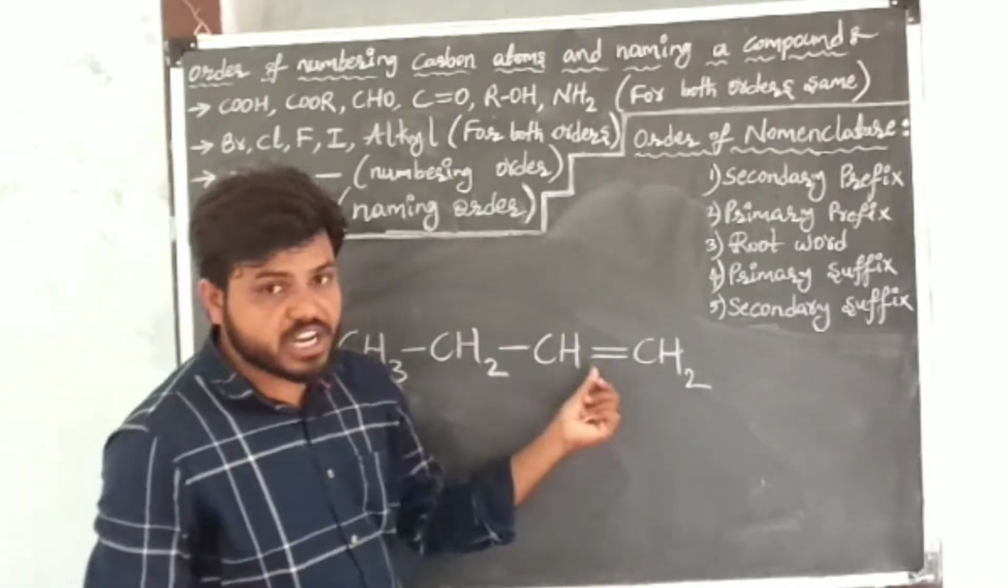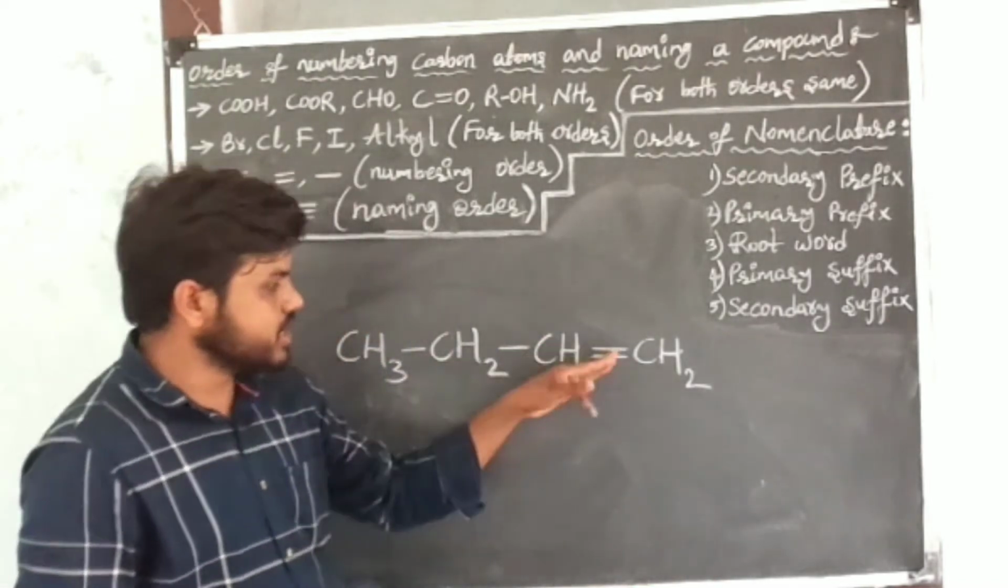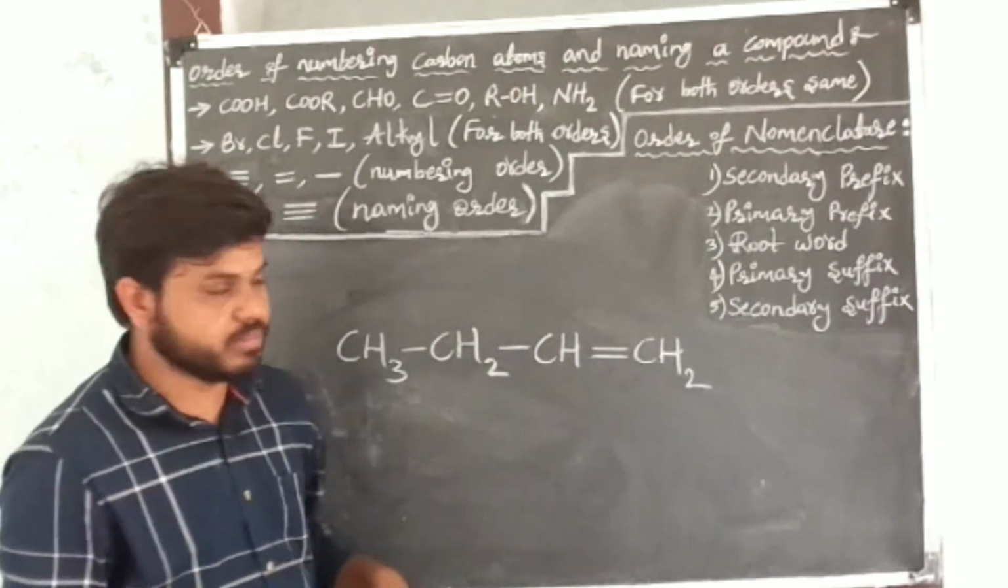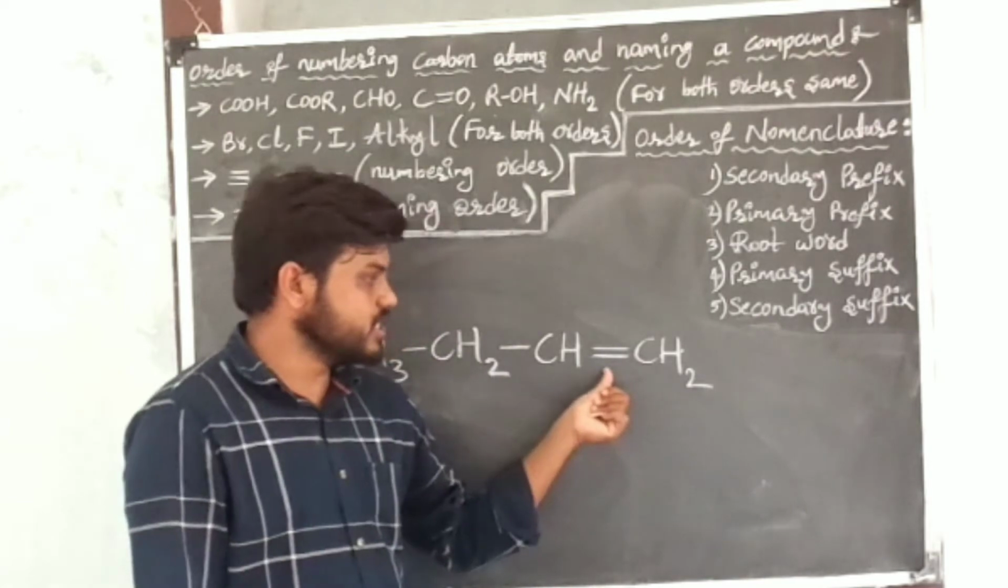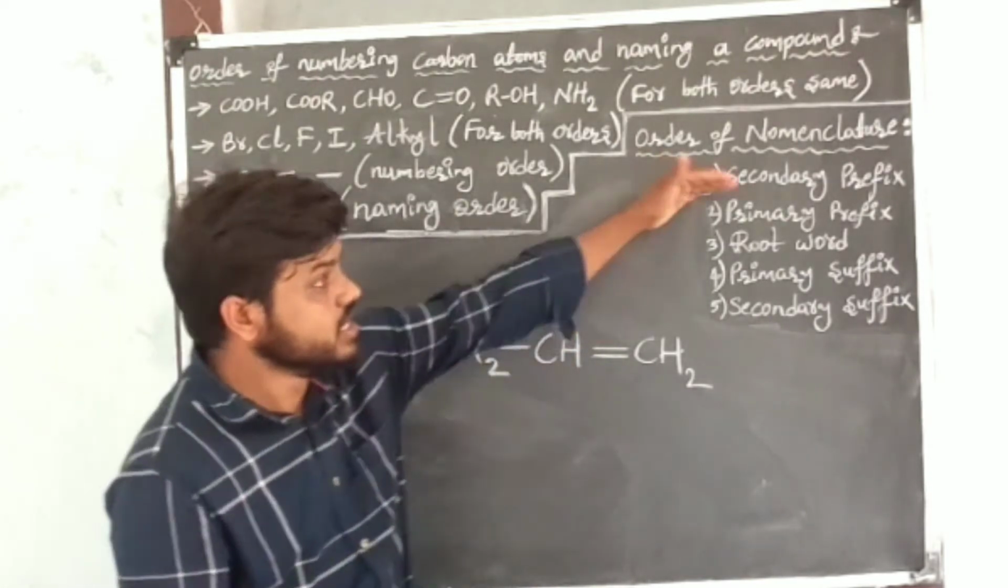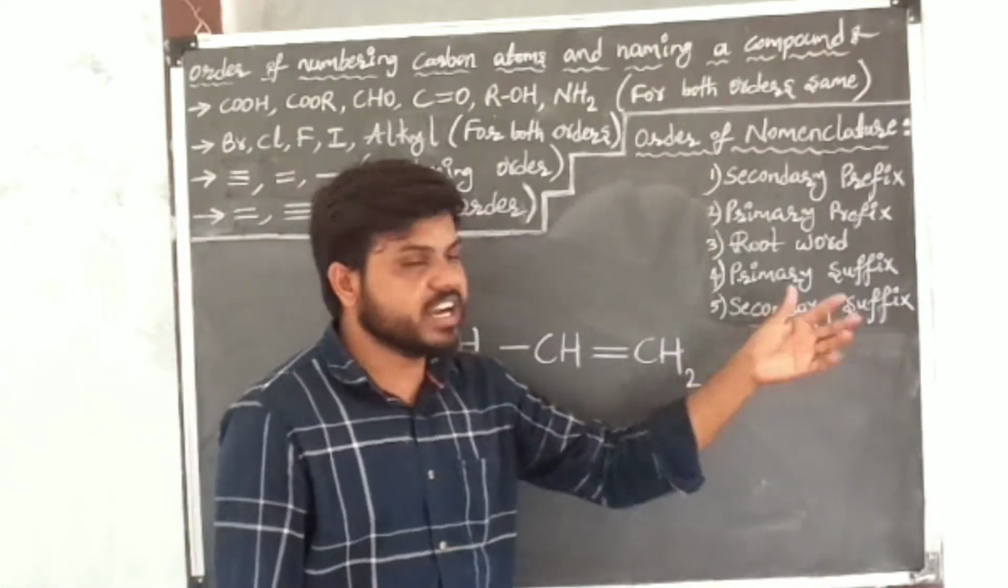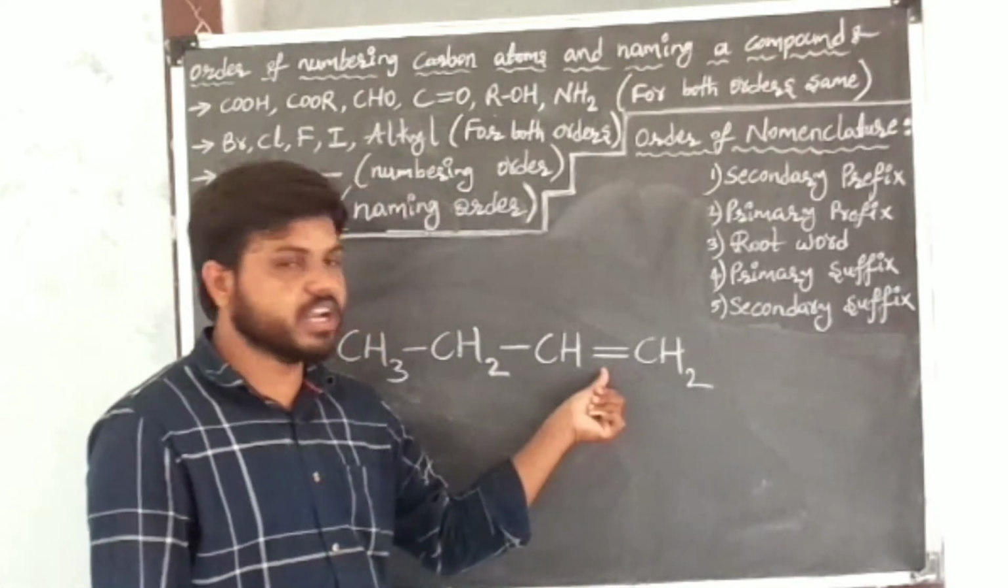So first give the numbers to each carbon atom in such a way that this double bond should get the least number, because second prefix is not there and second suffix is also not there. That's why give the priority to the double bond.